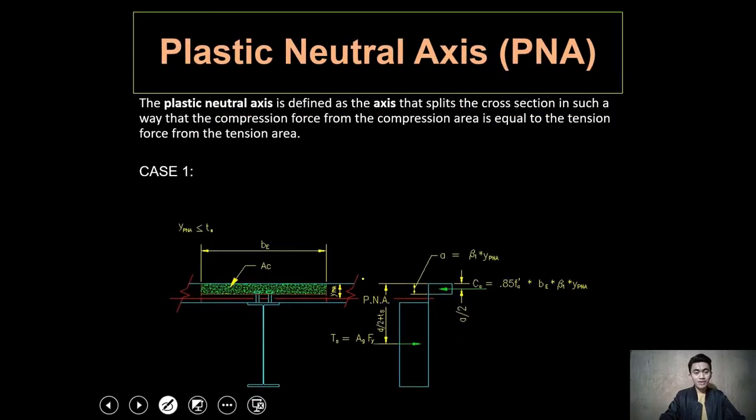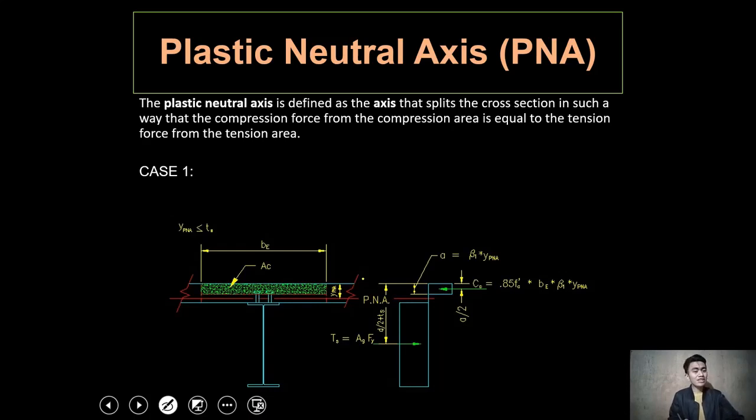So the first one we have here, the plastic neutral axis, it states here that it is now defined as the axis that splits the cross section in such a way that the compression force from the compression area is equal to the tension force in the tension area. All right, so I repeat, it says there, the compression force now is equal to the tension force. That is under plastic neutral axis.